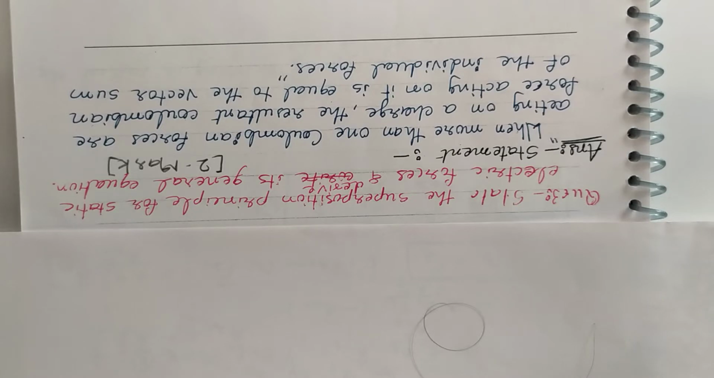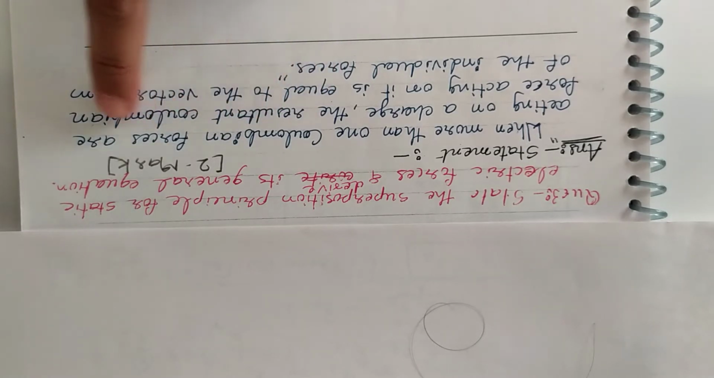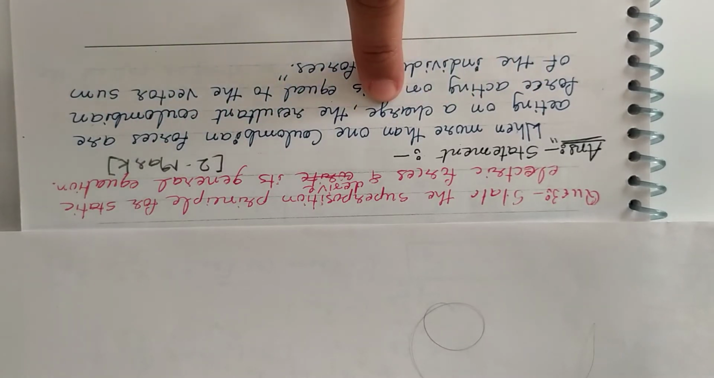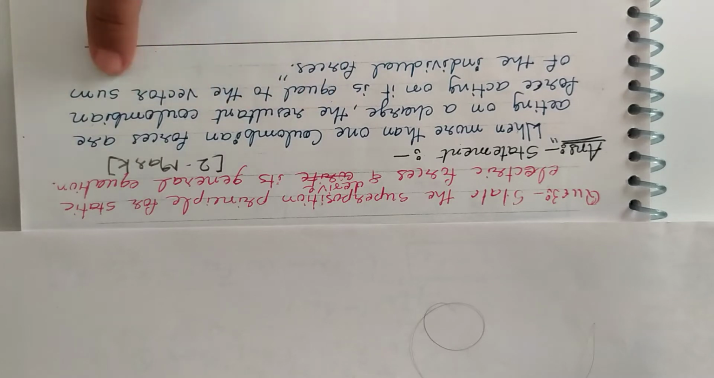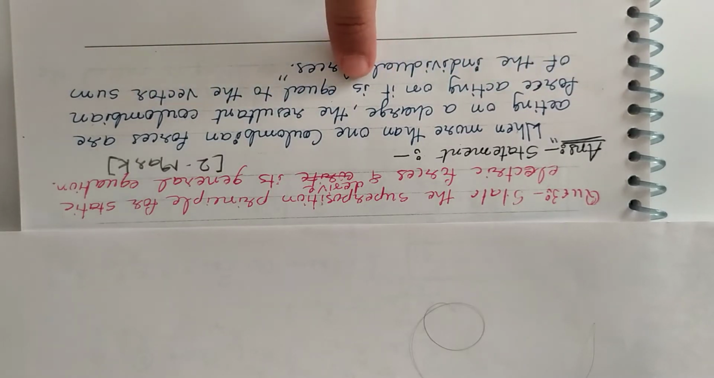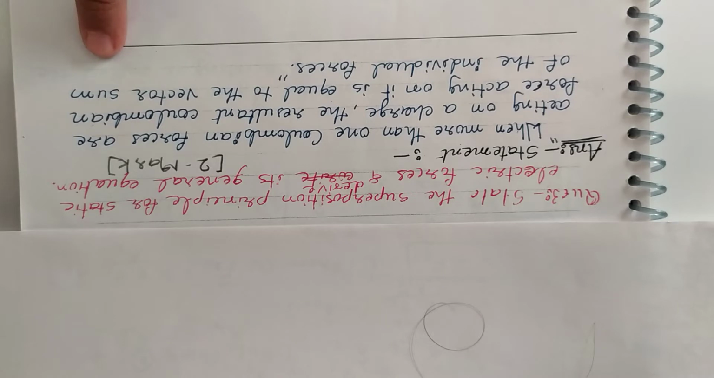So first of all, learn the statement. When more than one Coulombian force is acting on a charge, the resultant Coulombian force acting on it is equal to the vector sum of the individual forces. Now what does that mean? There are so many charges in the field. Let us understand with the diagram.